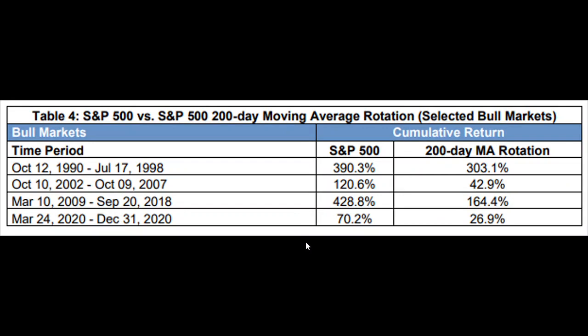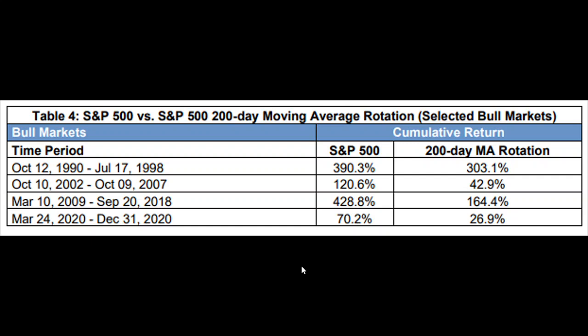Another way to beat the S&P 500 is by using a moving average rotation strategy. And what that is, it's really simple. Let's just say you're talking about the 200-day moving average. When the market crosses above the 200-day moving average, you want to buy. When the market crosses below, you want to sell. And when you have sold, you want to be in cash or treasury bills, whatever it is.